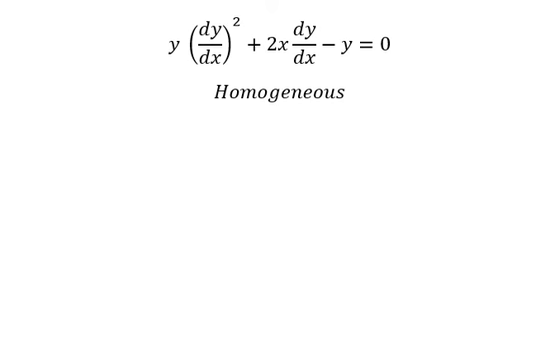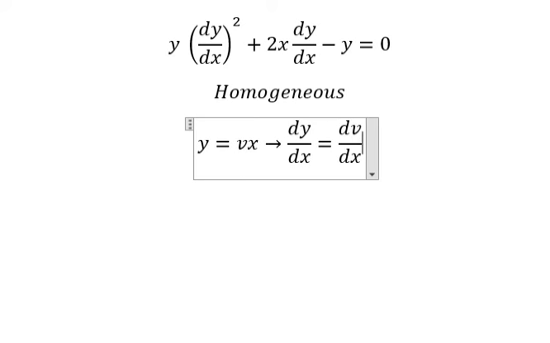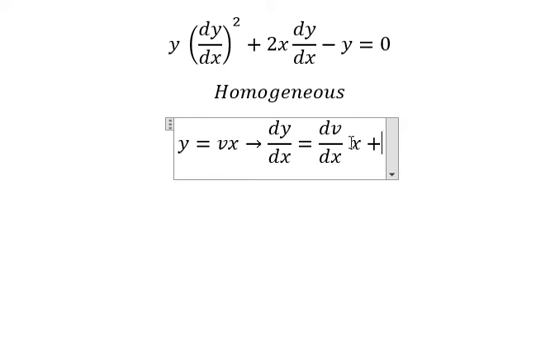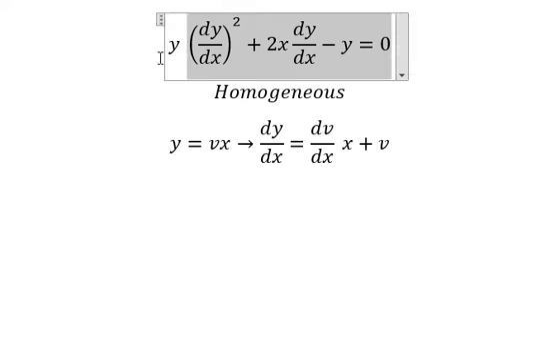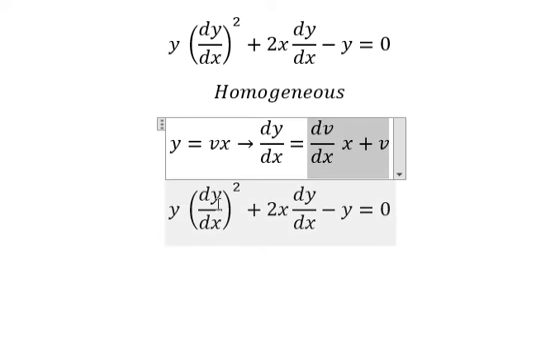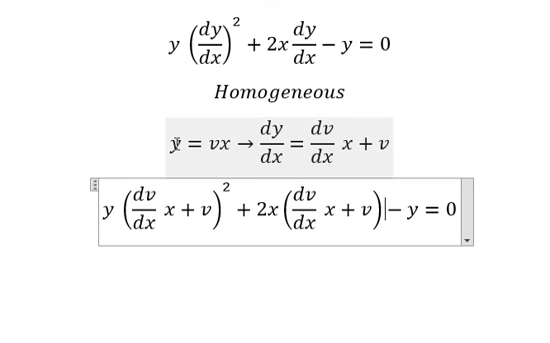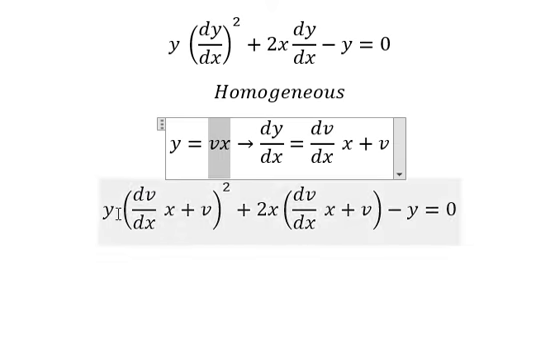So I will put y equal to vx. If we first take the derivative of both sides, we have dy over dx. The derivative of v gives dv over dx multiplied by x, and the derivative of x gives v. So this one we put in here and here. About y, that's vx.